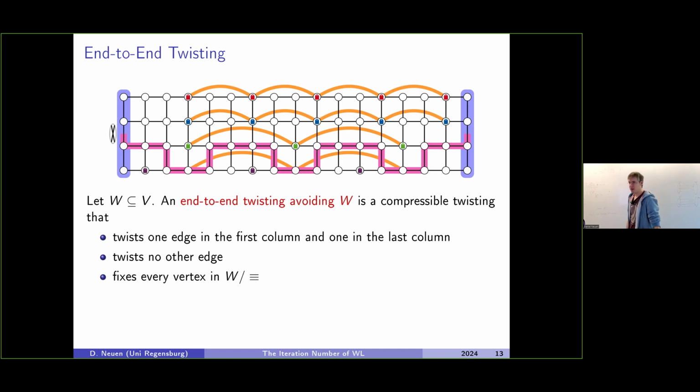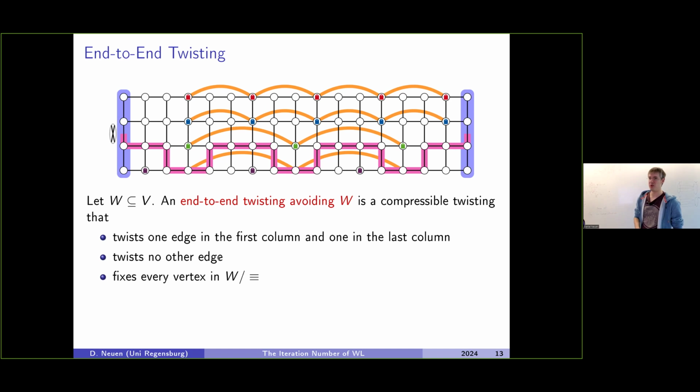And well, then we say an end-to-end twisting avoiding W. That's exactly a compressible twisting. So that's something that we need to move our rubber. And what we want to do is we twist an edge in the first column, so here in the beginning, and one edge in the last column, so here at the end. Yeah, we twist no other edge. So we exactly have the two edges that we twist.